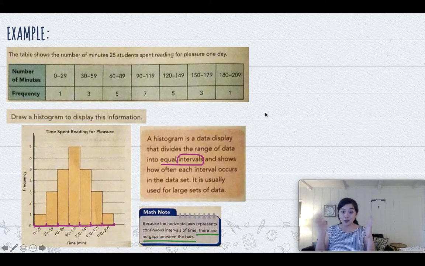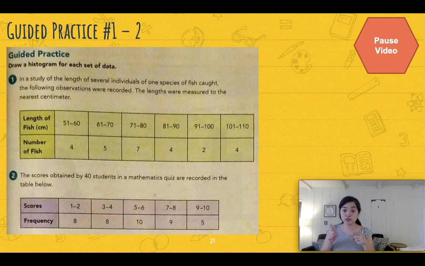All right, so now I think you guys have the basics to create a histogram. So why don't you practice? Look at these tables, and create histograms that represent the tables in numbers 1 and 2, and I'll be waiting.